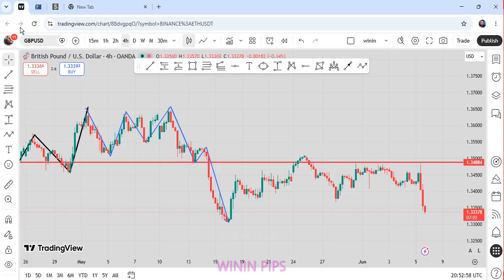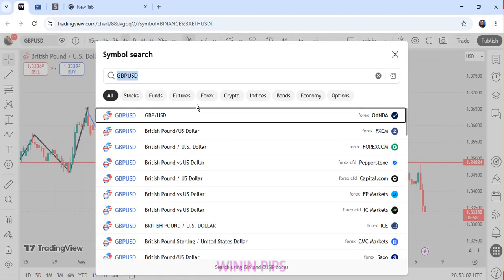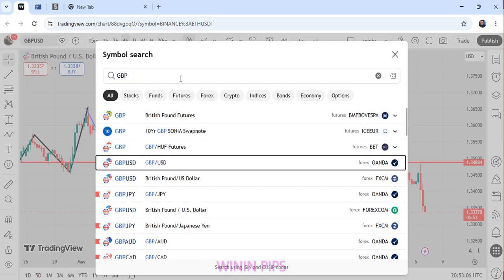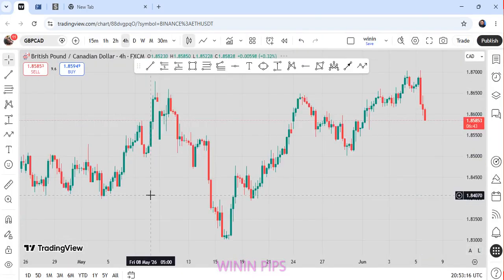So now let's quickly look at different charts. I don't want us to look at just one chart, so let's look at GBP. All right, so let's look at that one too quickly.